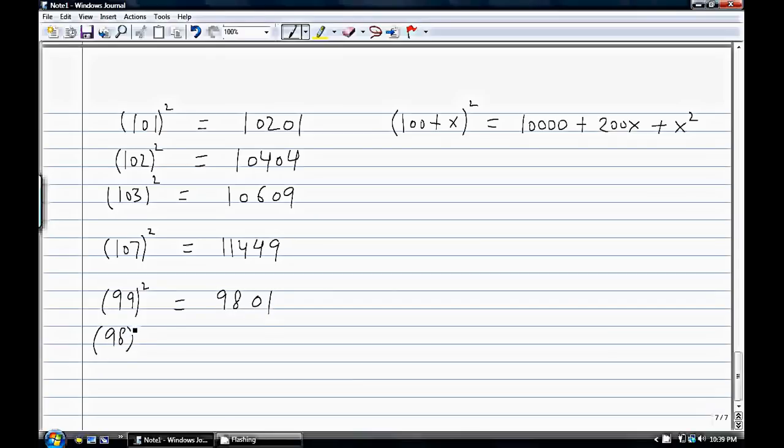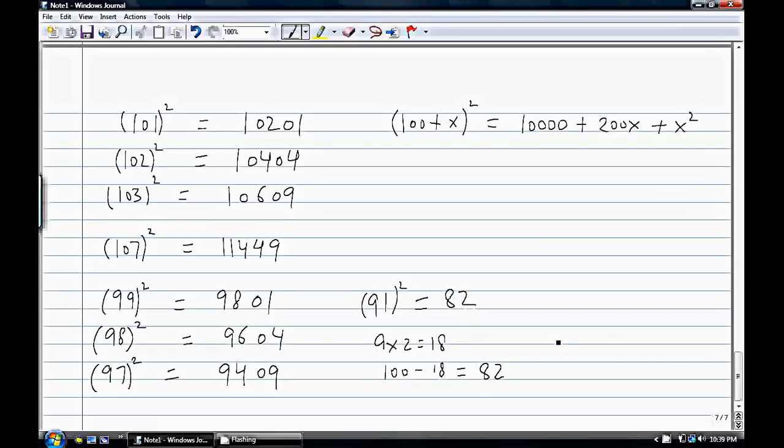Similarly, 98 square will be 9604, and 97 square is equal to 9409. So I can go until 91. 91 square is equal to, so 9 times 2 is equal to 18, and 100 minus 18 is equal to 82. I'll write 82 here, and then 9 square is 81, so I'll write 81 here, so 8281.